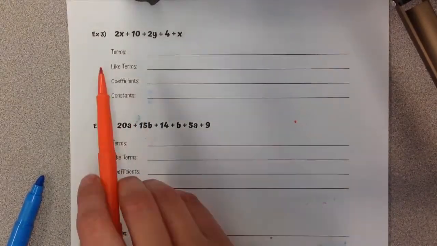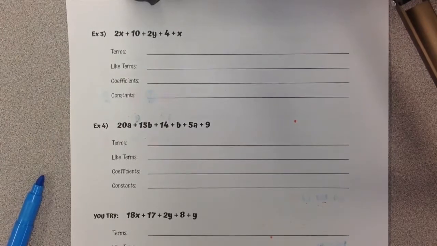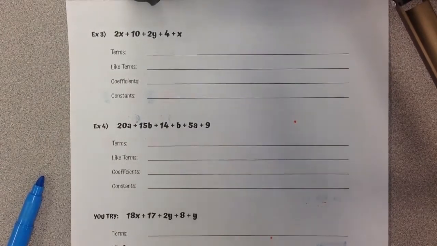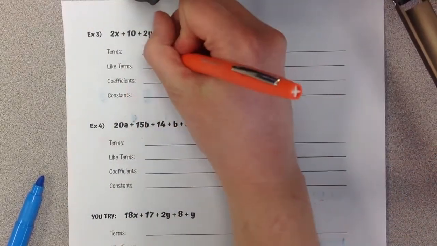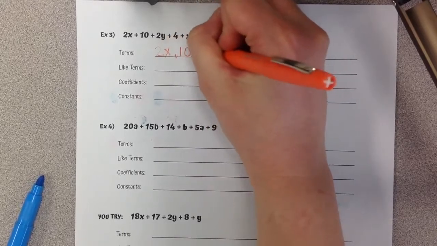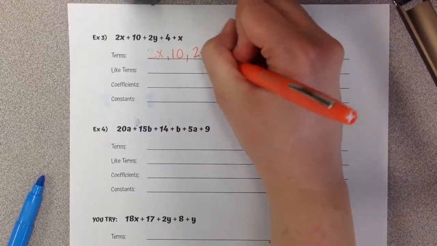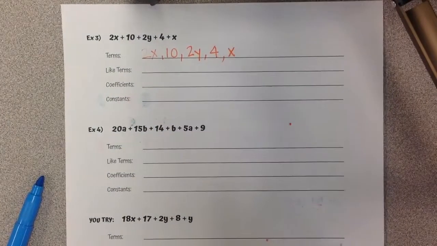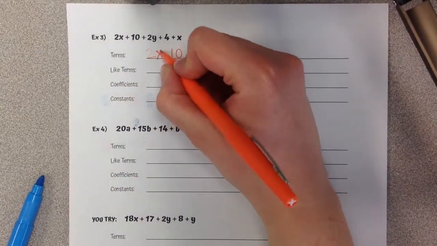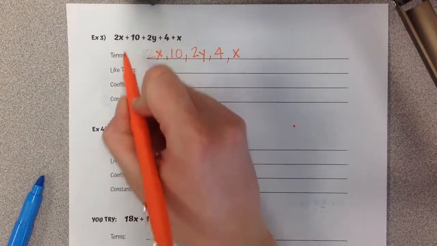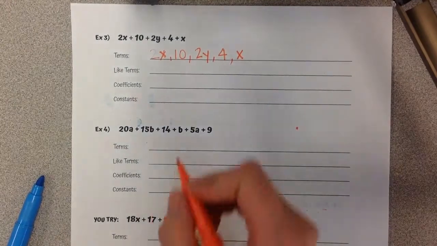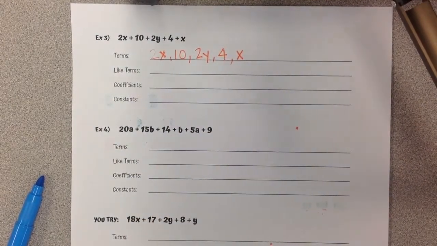All right, we're going to go through 2 more examples together, and then you can do the you try. Example 3, 2x plus 10 plus 2y plus 4 plus x. My terms, anything separated by my addition sign, so I have 2x, 10, 2y, 4, and x. Like terms are anything that have the same variable or constants. So I have 2 terms with x, so I have 2x and x.